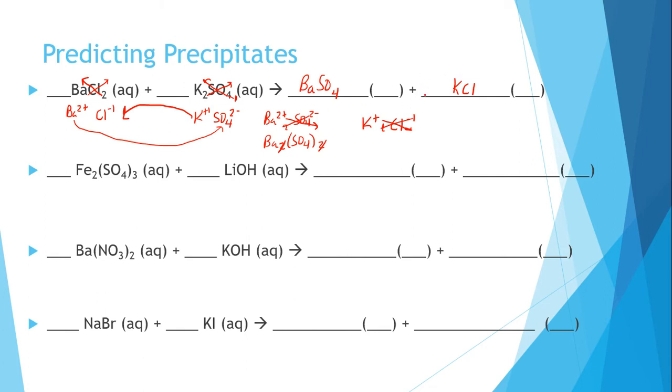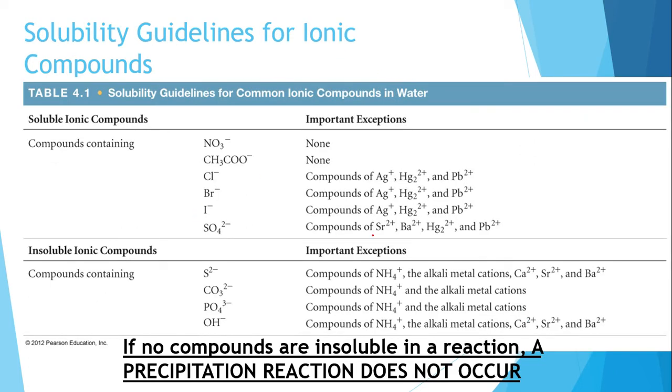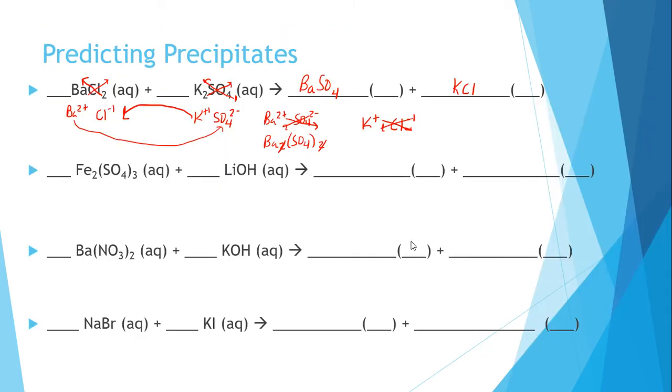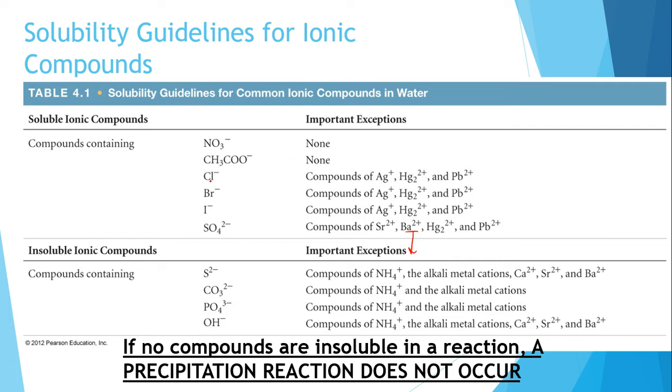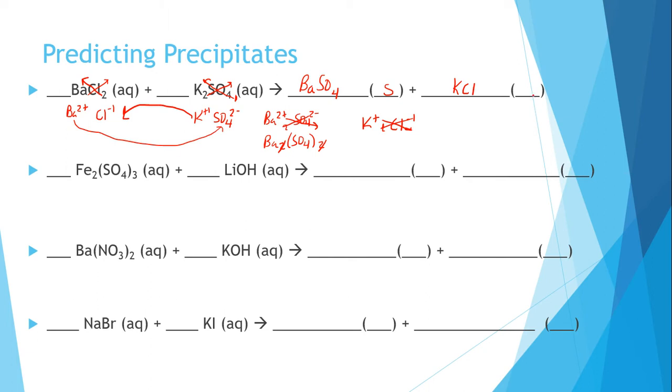So when we have this, we then need to look at our chart. Well, is barium sulfate soluble or insoluble? So I'm going to look for sulfate and see that barium is one of my exceptions, so this switches down to be insoluble. So this one forms a solid. And then if I look for KCl, I find my Cl is soluble. There is no potassium as an exception, so this one stays soluble, so it's going to be AQ, soluble. That means barium sulfate, this is my precipitate.